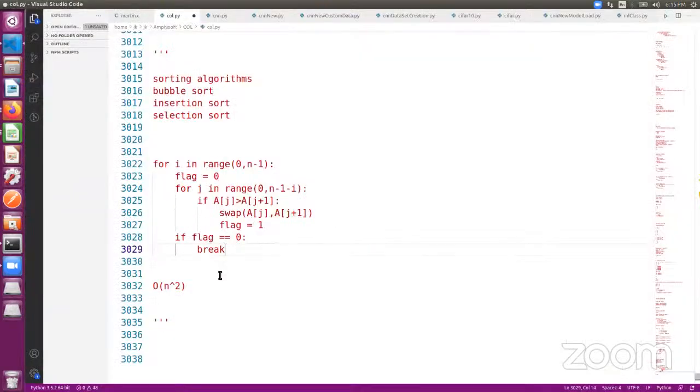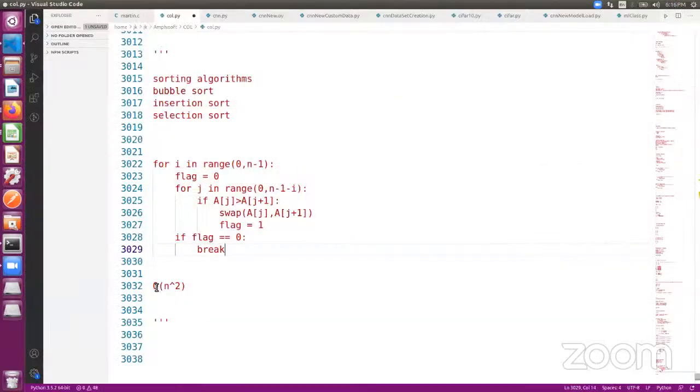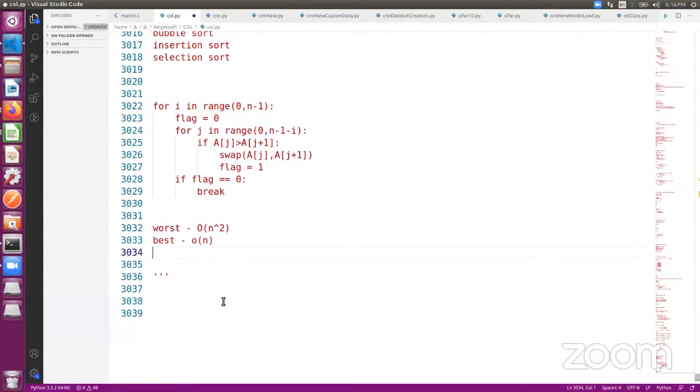In this way, the best case algorithm complexity would become order of n. Why? Because we're just doing a single iteration where the adjacent elements are compared, and 5 comparisons will happen and no swapping will happen. So the complexity is order of n. Understood? So this is the worst case. The best case is order of n. Small o, okay? Any doubts?